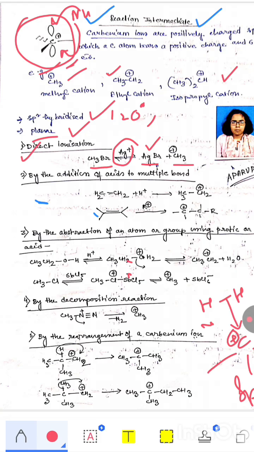Okay, clear? Next, by the addition of acid to a multiple bond. When acid is added to a multiple bond, there is a chance that a carbocation can be produced. Like this, H plus can be added, so a carbocation is produced. Here also R plus is added, so a carbocation can be produced. Okay.